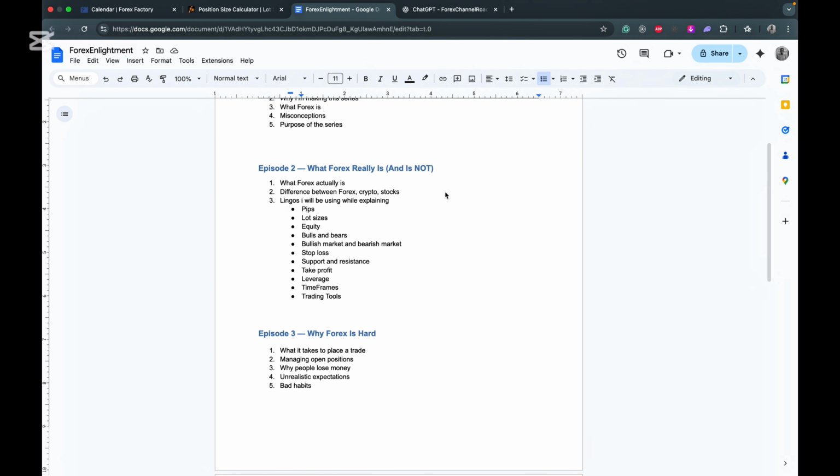So take profit, as we've said, is just that level point you expect price to get to before you cash out your profit. So that's what take profit is all about.